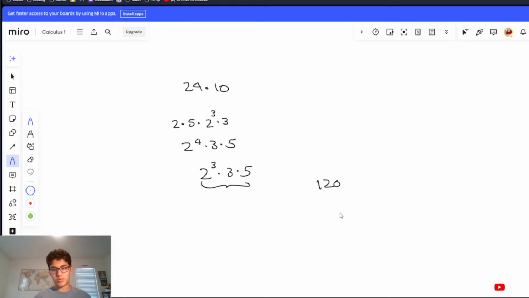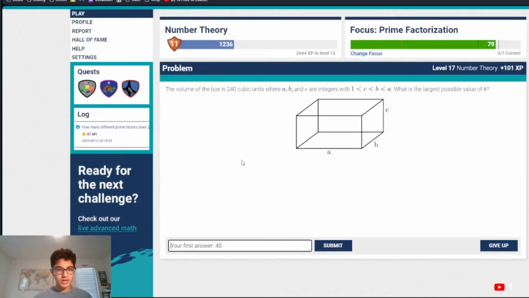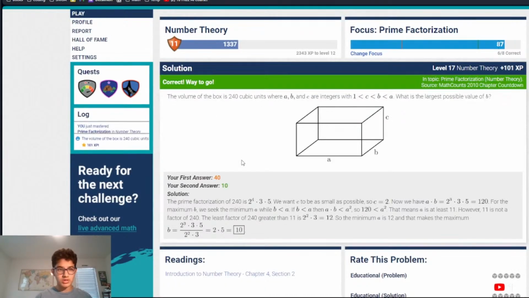We want to see what number works. And obviously you want to have them as close to each other as possible. So 8 times 3, 24, and 5, that's too much. 20 and 6 is too much. Yeah, 20 and 6 is too much. So the numbers that are closest will just be 15 and 8, I think. Or 10 and 12. So 10 will be the maximum value of B to have it be close to the other thing.